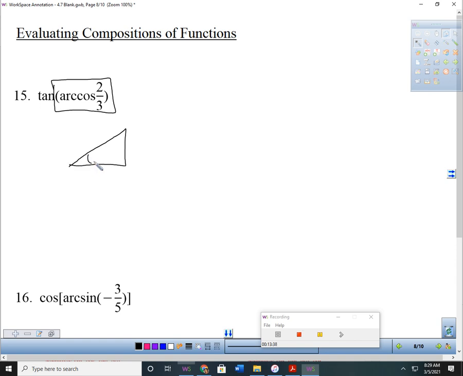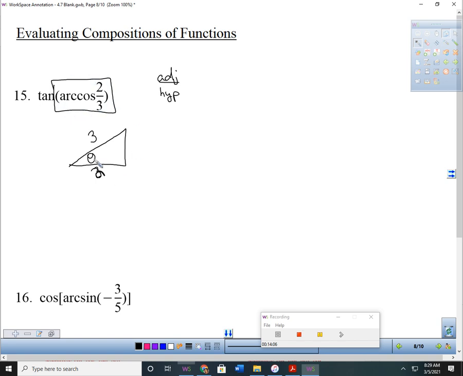So this represents the angle that you're trying to figure out. And I know that that angle has a value of 2/3 for its cosine. Well, cosine is adjacent over hypotenuse, right? So that means that 2 would represent the adjacent side. That would be this side. So 2. And hypotenuse would be 3. All right? So I've created a triangle based off of this part right here.